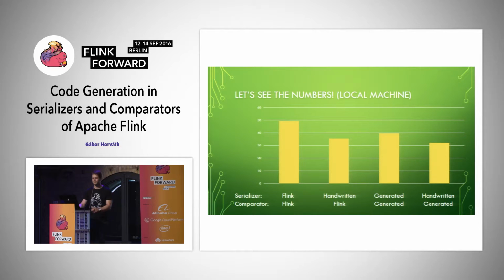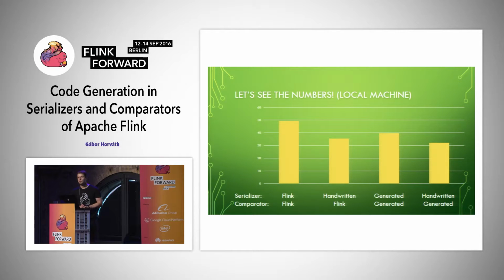And here they are. So basically, what you should see here is that when we turn on the code generation for serializers and comparators, we get about 20% performance improvement. And even when we use handwritten serializers and we turn on the code generation for the comparators, we get a bit better performance than the handwritten serializers with the default comparators.